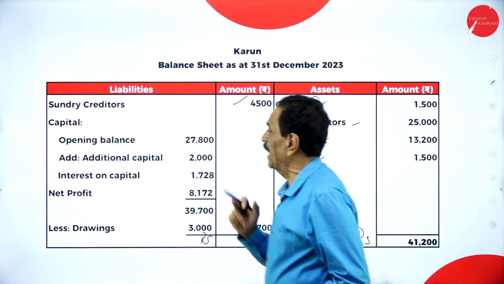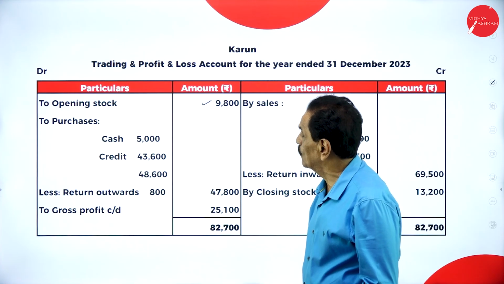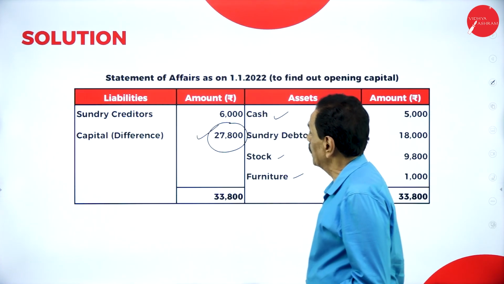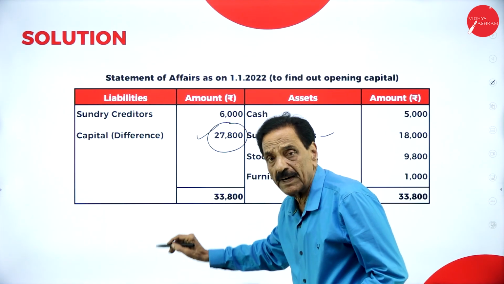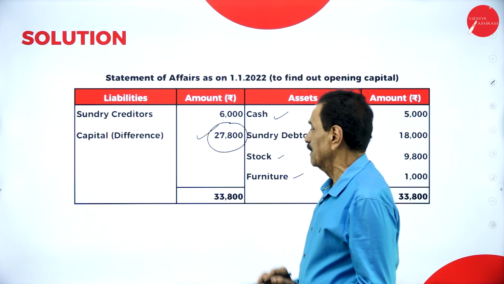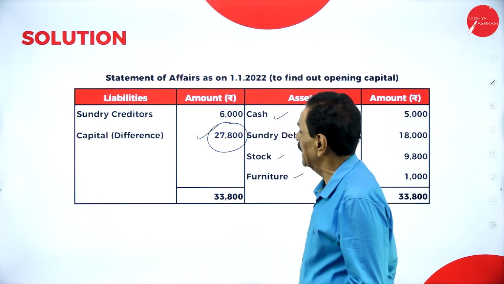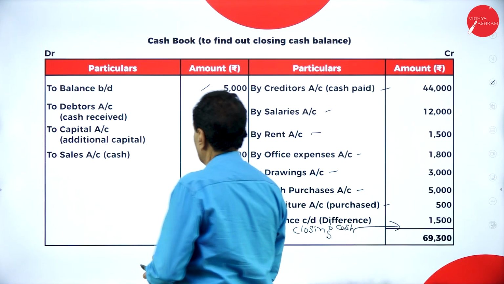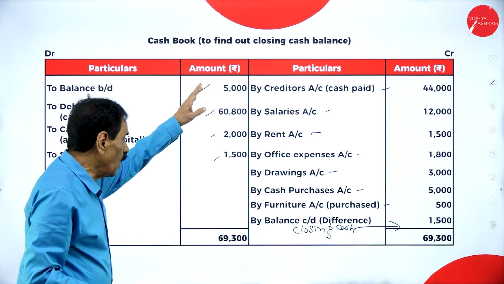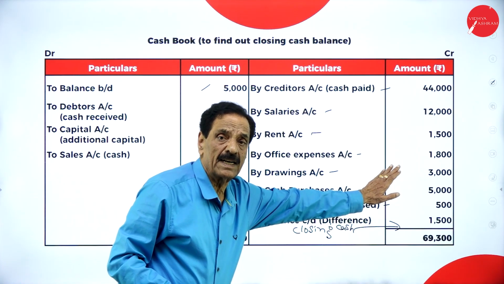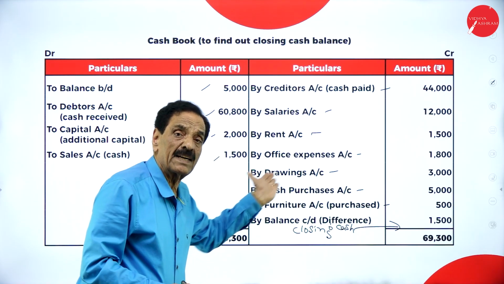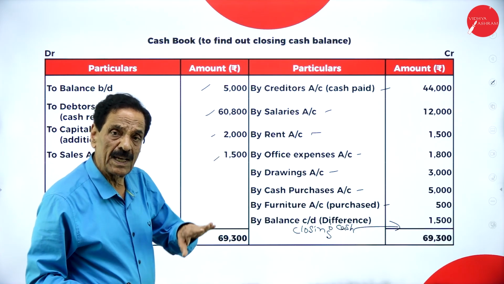So what are the accounts I have prepared? As per the problem, I prepared first the statement of affairs to find out the opening capital. Then I calculated your cash book. Start with the opening balance. All the receipts will be entered on the debit side. All the payments will be entered on the credit side. Debit what comes in, credit what goes out, based on the real account.